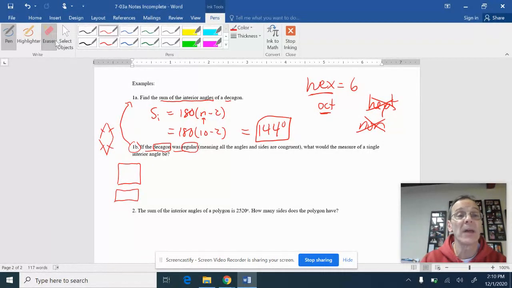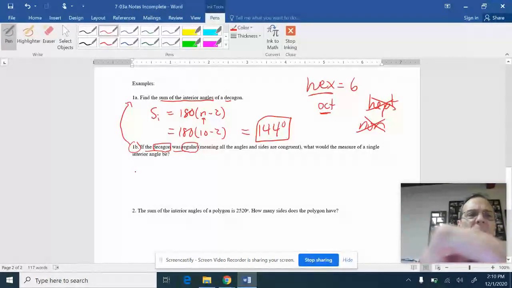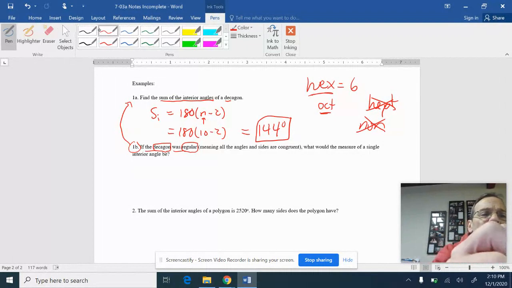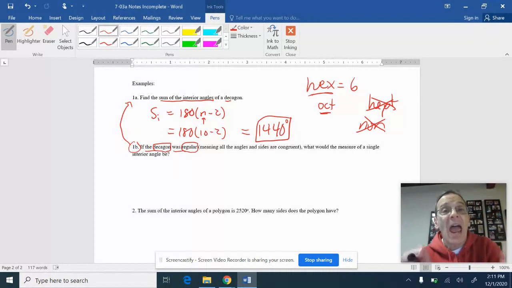So back to the problem now. If the decagon was regular, all the sides are the same, all the angles are all equal, what would the measure of a single interior angle be? Oh, you know what? I'm just realizing here that the answer to the previous question I wrote incorrectly. It's 1,440 degrees. Okay? That's the total of all the interior angles. And there's 10 of them. And what if all 10 of them are the same? How much is one of them going to be?